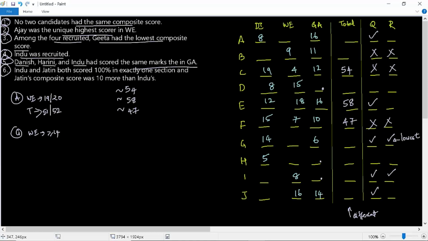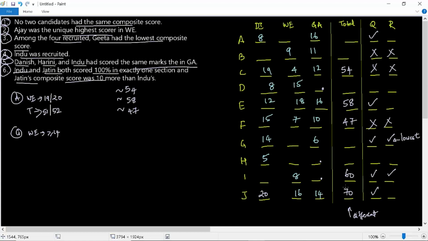Indu and Jatin scored 100% in exactly one section, and Jatin's composite score was 10 more than Indu. Let's go one by one. Indu and Jatin scored 100% in exactly one section. So Jatin has now only one slot. For it to be 100%, this has to be a value of 20. So double of 20 is 40. 40 plus 30 is 70. This total is 70. And it's also given that Jatin's composite score was 10 more than Indu. If it's 70, this is going to be equal to 60.